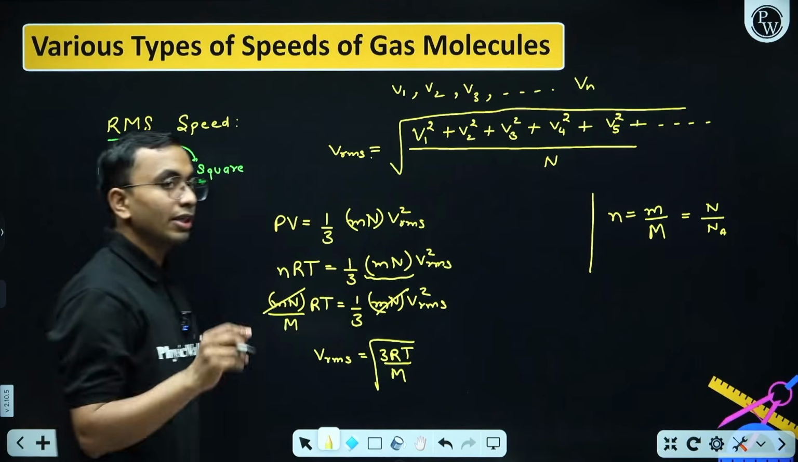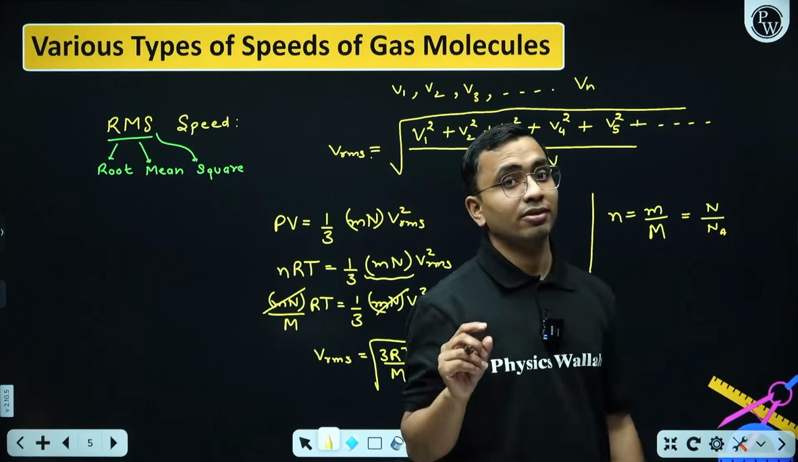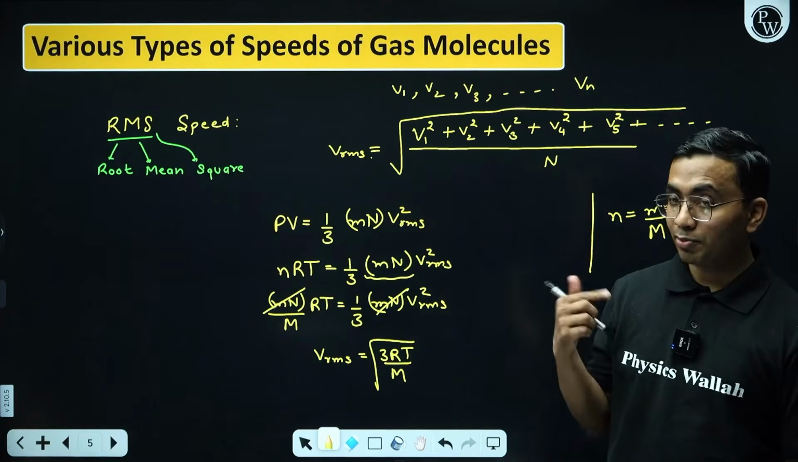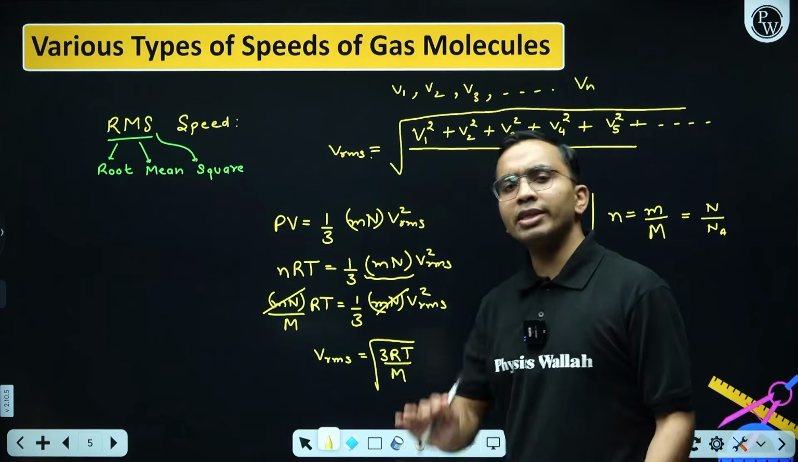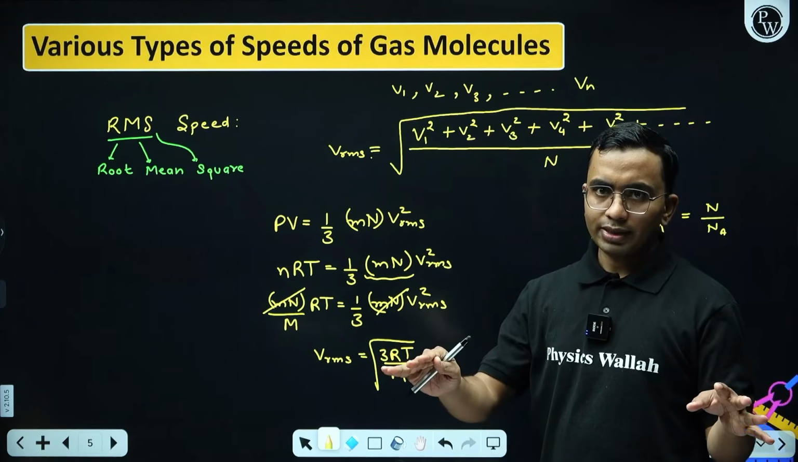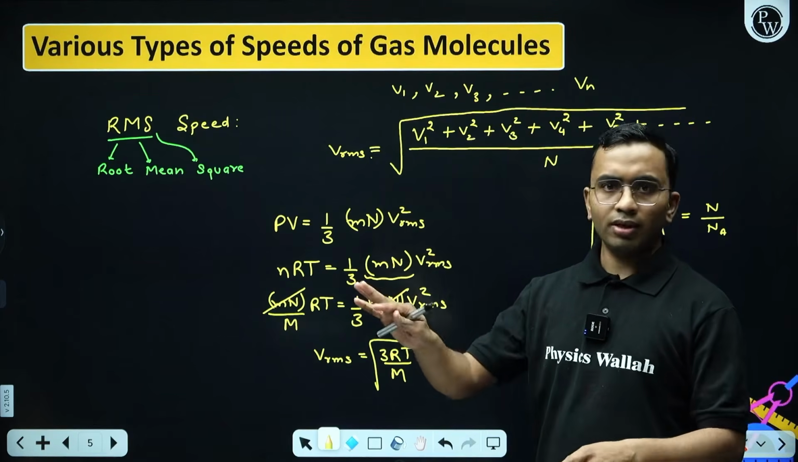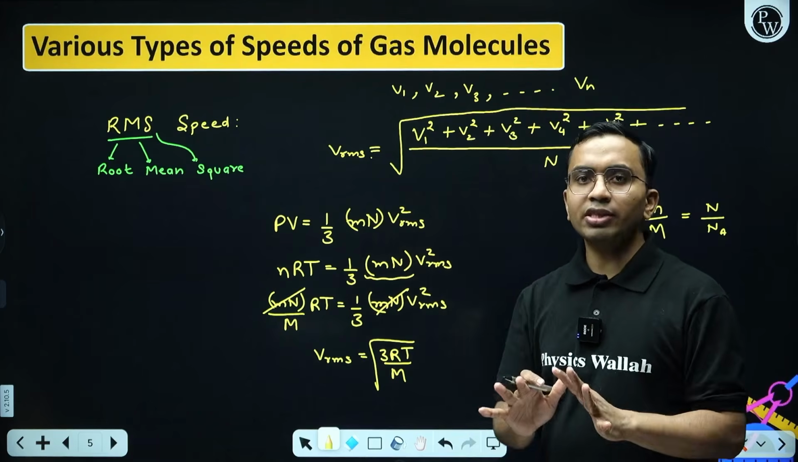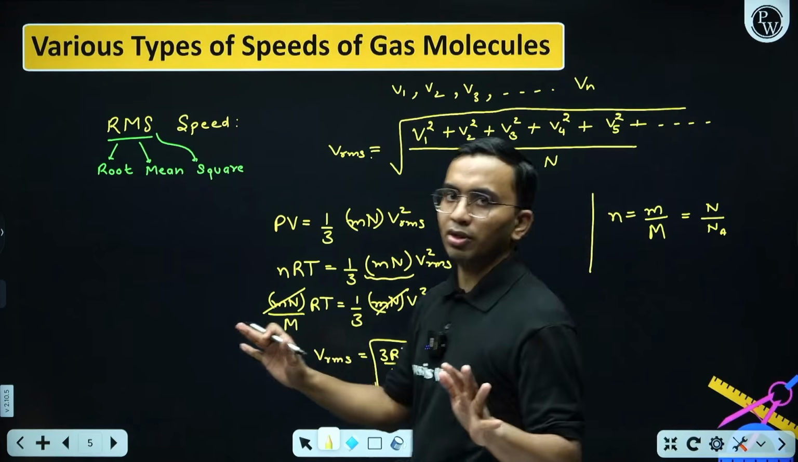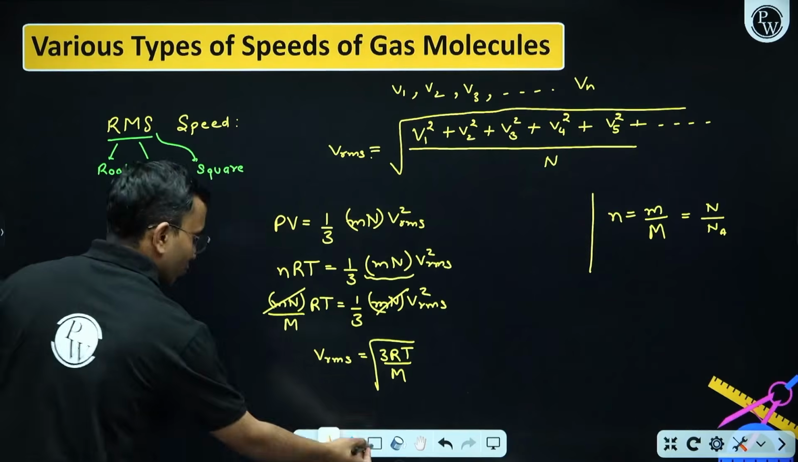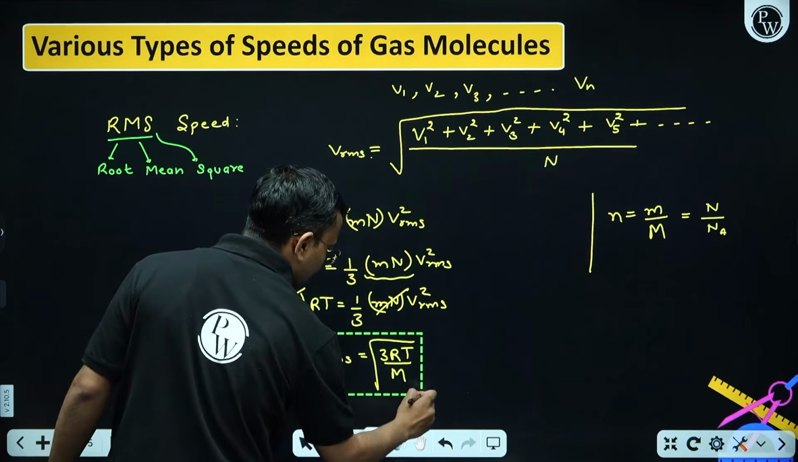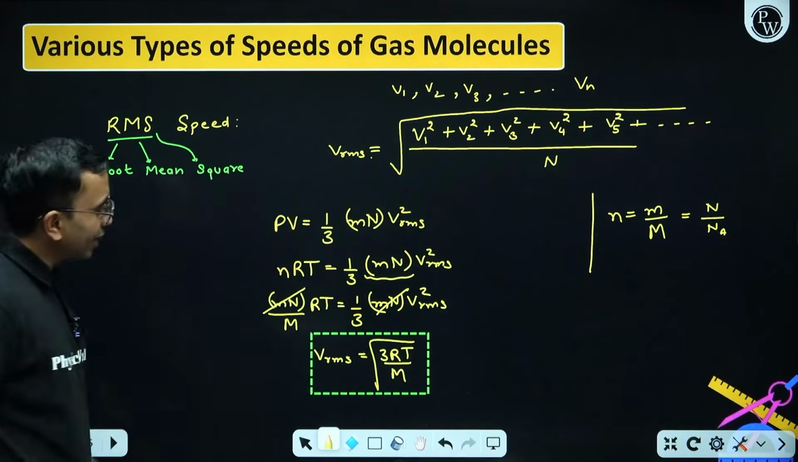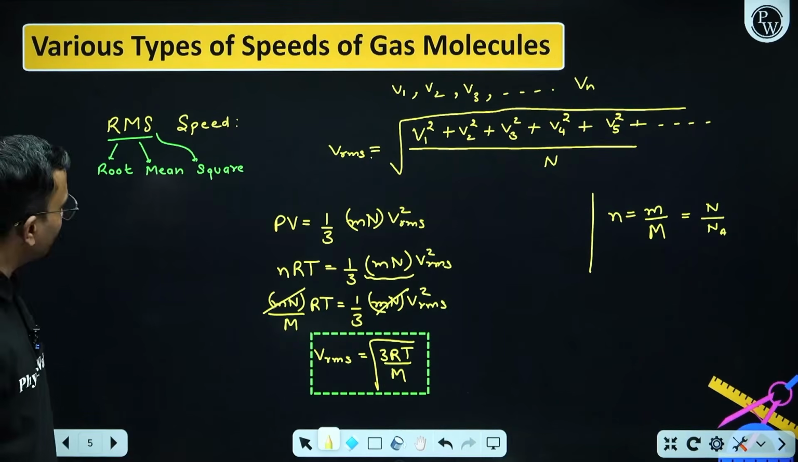RMS velocity depends upon the temperature. It depends upon the temperature. If temperature is constant, RMS velocity will remain constant. Pressure is changing, doesn't matter. If temperature is constant, RMS velocity will remain constant. So mark this expression. Now can I write this expression in terms of P and V?